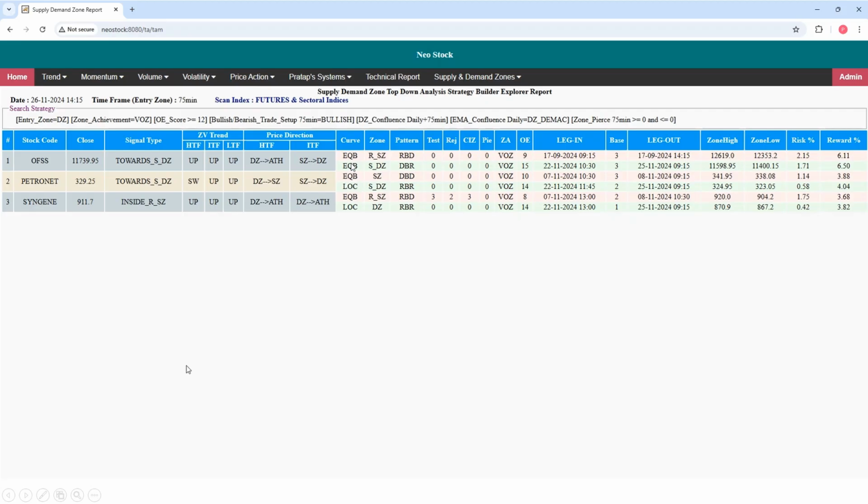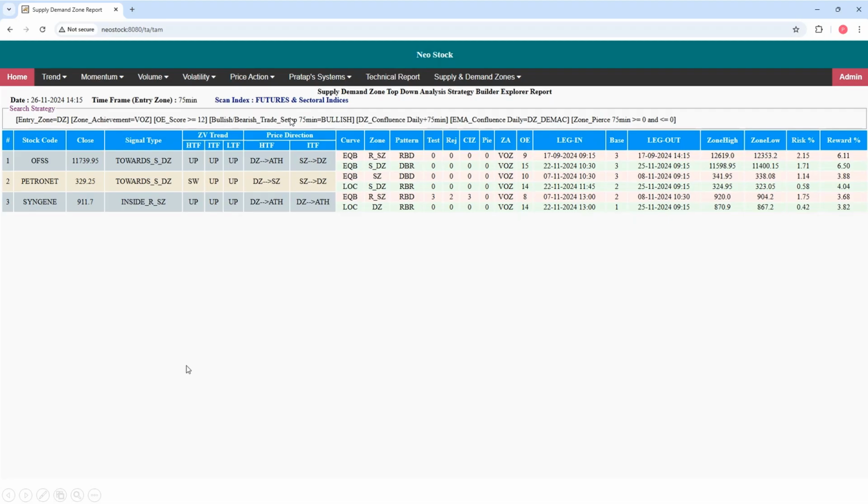I still remember a couple of our members made a mistake earlier. Instead of taking entry at the demand zone, they took the entry in the supply zone. So that's why, be careful. Understanding in this report what our entry zone is, is important. That's why such a strategy always displays our entry zone. And it is having zone achievement, violated opposing zone. And also all these zones are having odd enhancer score 12. Because these are the search filters we used for finding these stocks.